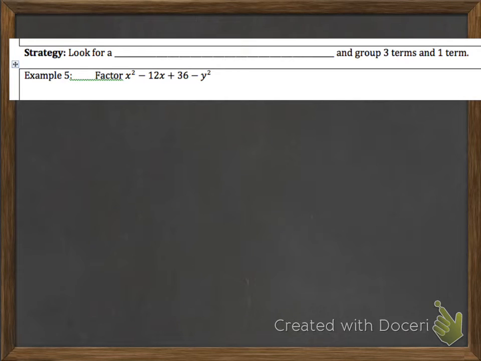So we want to look for familiar things. So sometimes you want to look for a perfect squared trinomial.